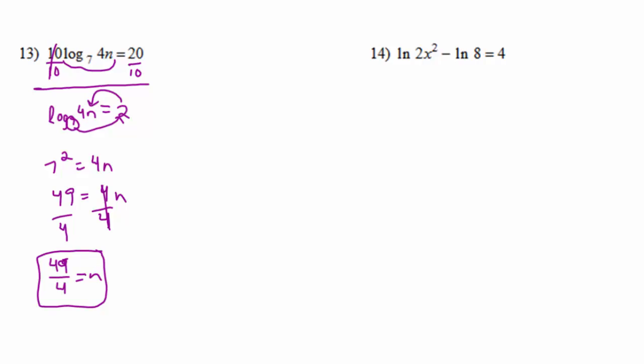Now 14 and 15 combine two concepts because I have too many logarithms, so I need to start off by getting one single logarithm here. And since it's minus between, it's going to switch to division.